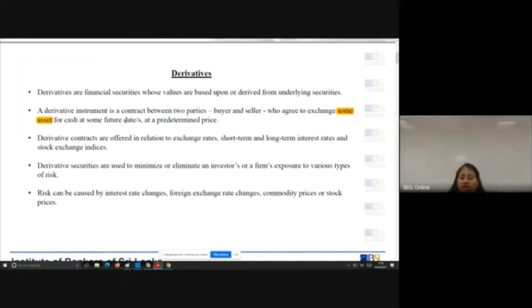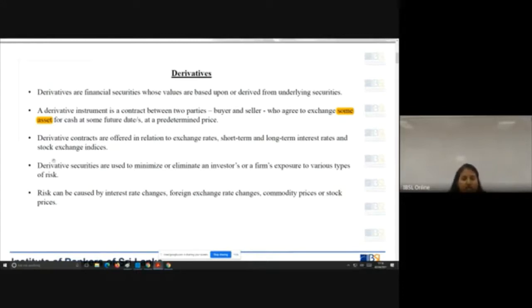But not all derivatives are customized. You will see four types of derivatives. Of these, three are customizable and one is exchange based, which is futures.